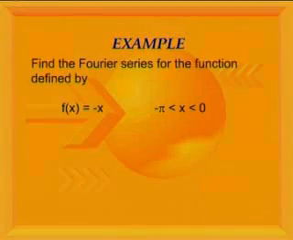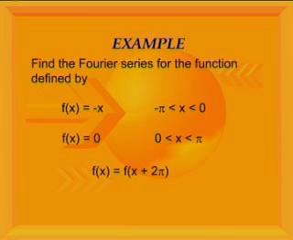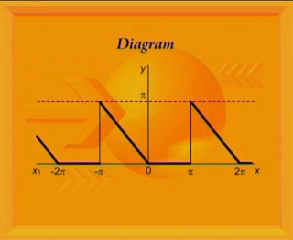So our first example is for a function which is defined as f(x) = -x from -pi to 0, and f(x) = 0 from 0 to pi. Its period is 2 pi, so f(x) = f(x + 2 pi). You can see the graph. From the graph, it is very obvious that the function is periodic and the period is 2 pi. If we start from -pi to pi, it will start repeating again from pi.